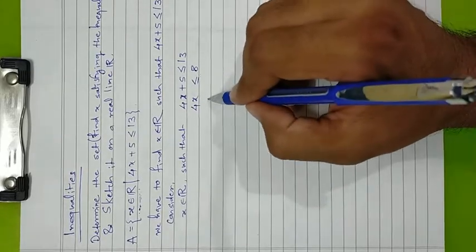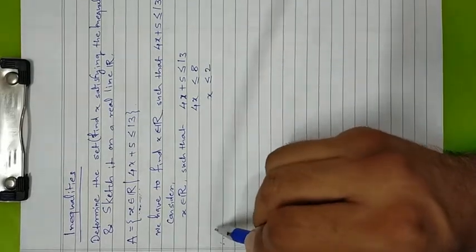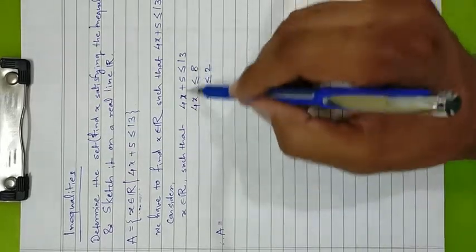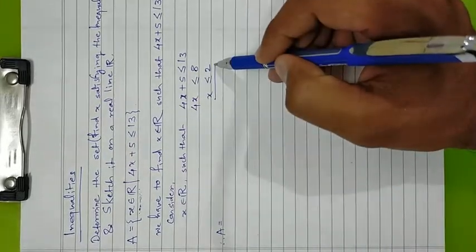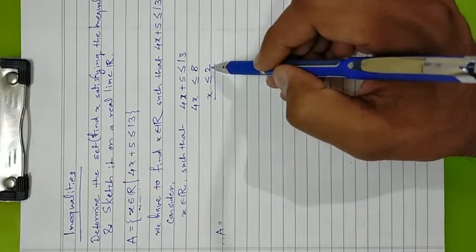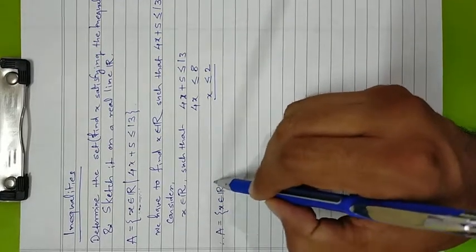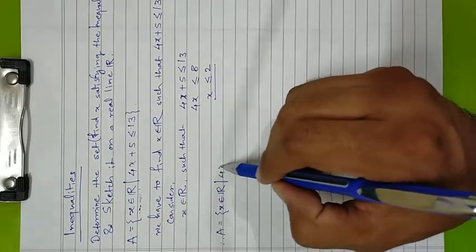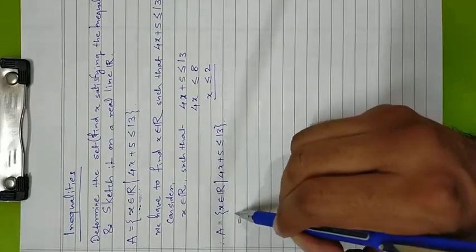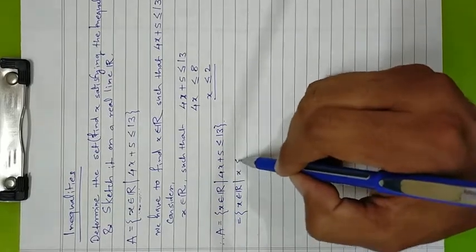Now this can be written as 4x is less than or equal to 8, therefore x is less than or equal to 2. So the set A: real numbers x satisfying this inequality are nothing but real numbers x satisfying this condition. That means x should be less than or equal to 2. So the set A is the collection of real numbers x such that x is less than or equal to 2.